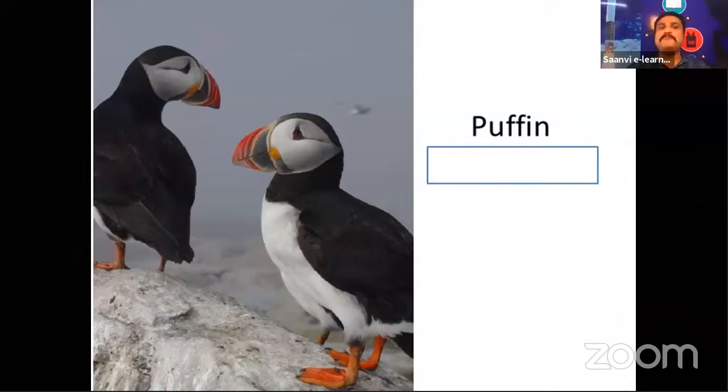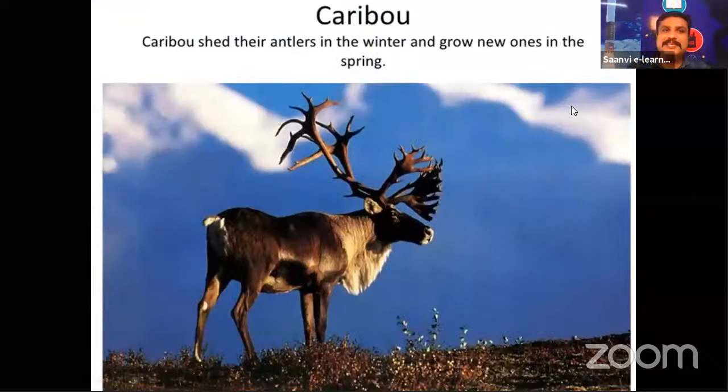Here you can see some of the animals and birds which live in the polar region. Puffin we call this bird. What a beautiful bird you see. When we see this bird, we sometimes feel like catching it. Am I right? And the same way, one more animal you can see is almost equal to a deer, but they call this a caribou, and caribou shed their antlers. Antlers are nothing but their horns. They shed them in winter and grow new ones in the spring, it seems. This is another type of animal.